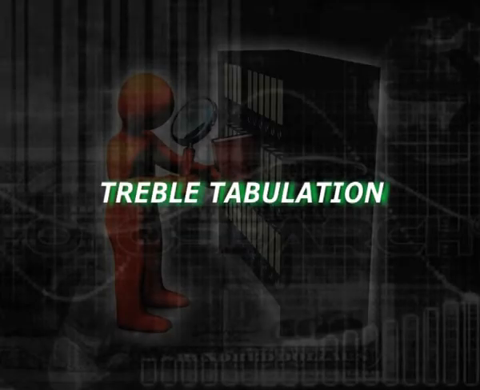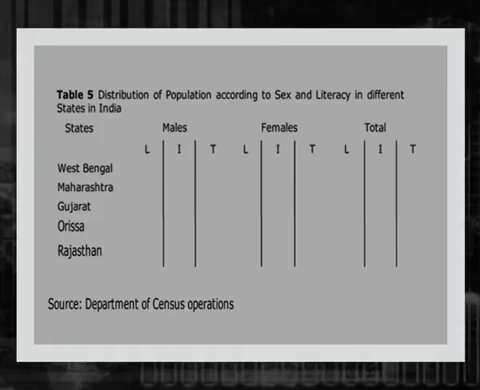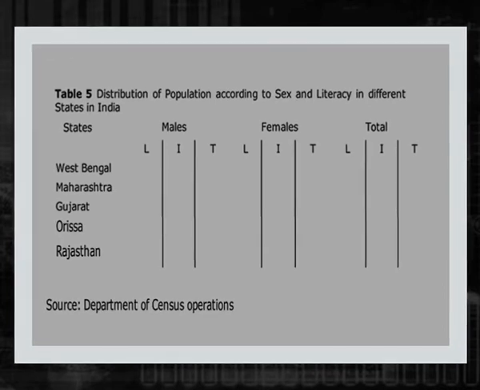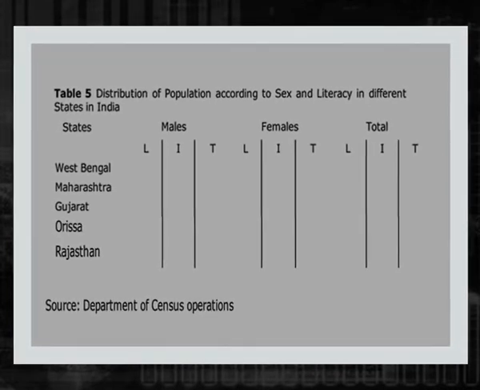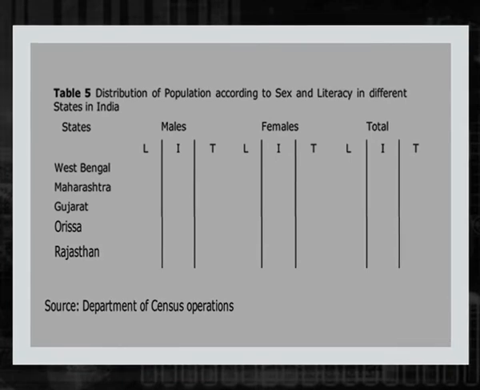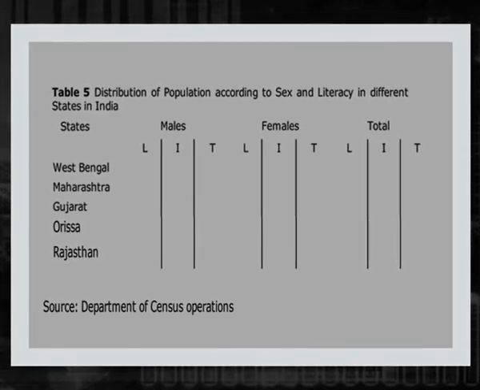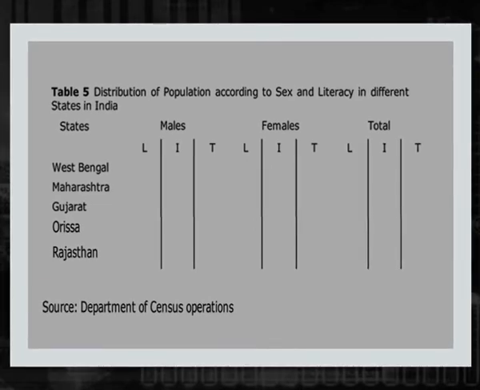Triple tabulation. Triple tabulation subdivides the data into 3 distinct categories and answers 3 mutually dependent questions. This one is a blank table for showing distribution of population according to sex and literacy in different states of India. In the table, the letters L, I and T show literate, illiterate and total.